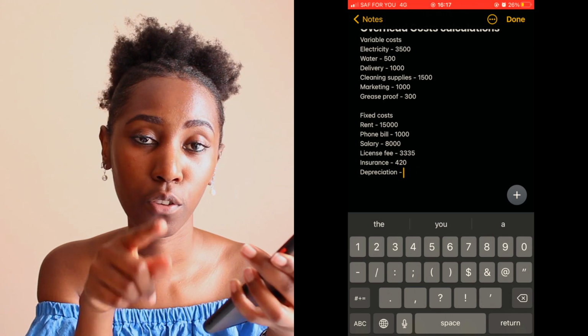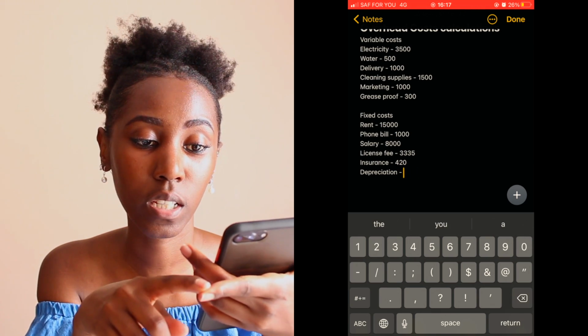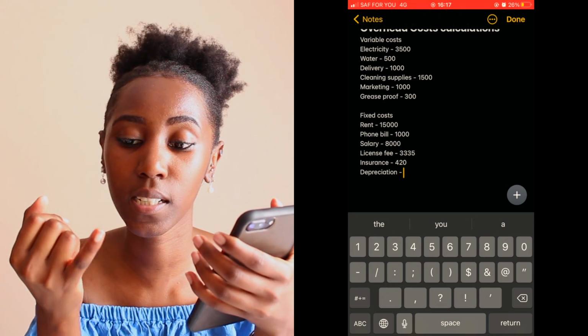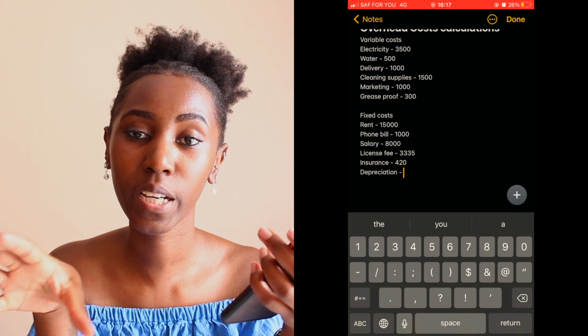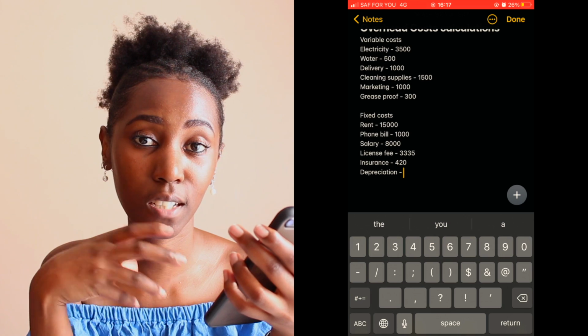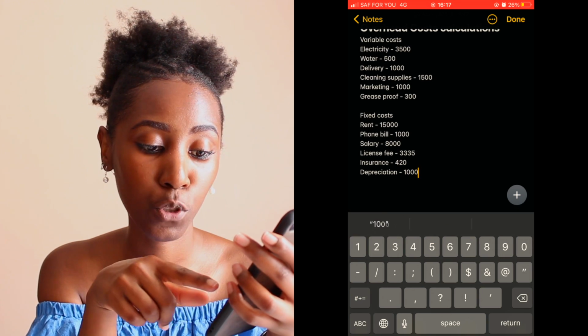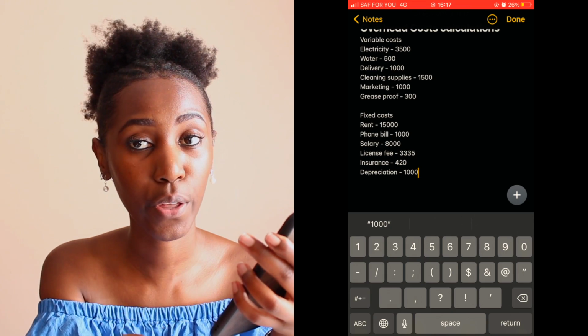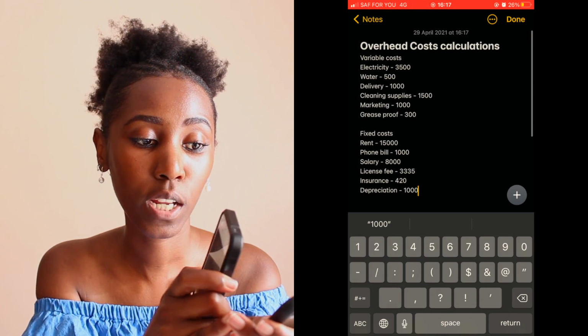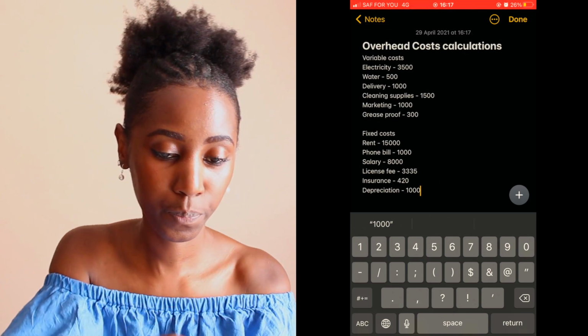So do that for the oven, for the fridge, for the microwave, for the stand mixer, hand mixer, your airbrush machine, every other equipment that you have that depreciates in value as you have it. So calculate that for each item. I'm going to put a rough estimate of 1,000 shillings for each. So now let's add all these together.